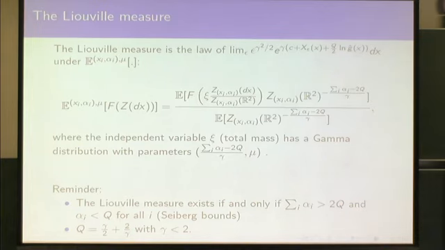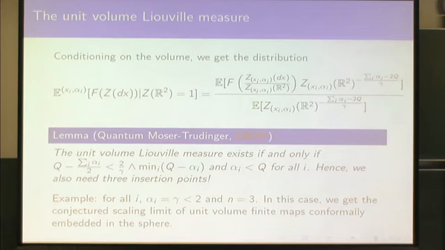But you can also condition it to have volume 1, and in that case you get rid of the gamma distribution, and this is going to be the limit of planar maps conditioned to have volume 1. Conjecturally, it's going to be the limit of these maps, and in that case you get a more relaxed condition, less restrictive, and you can show that these unit volume measures exist if and only if you have this inequality.